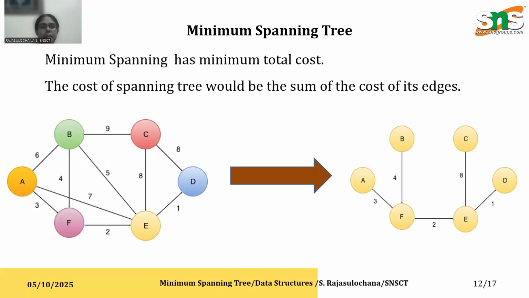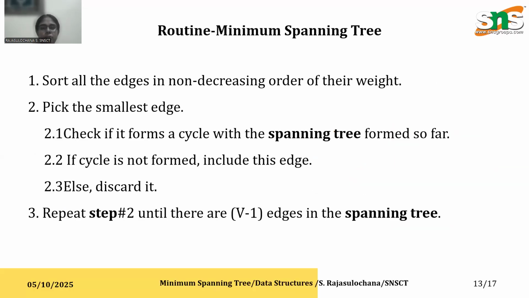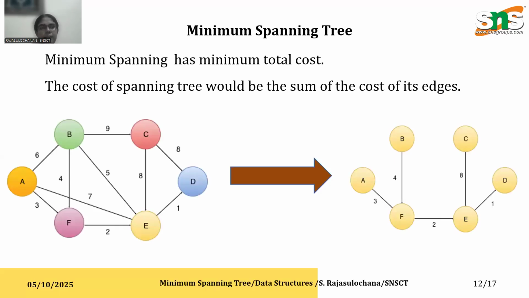So what is minimum spanning tree? So minimum spanning tree is the one with minimum total cost. So for this particular graph, this is a minimum spanning tree. So we will discuss about the minimum spanning tree in the next lecture video.